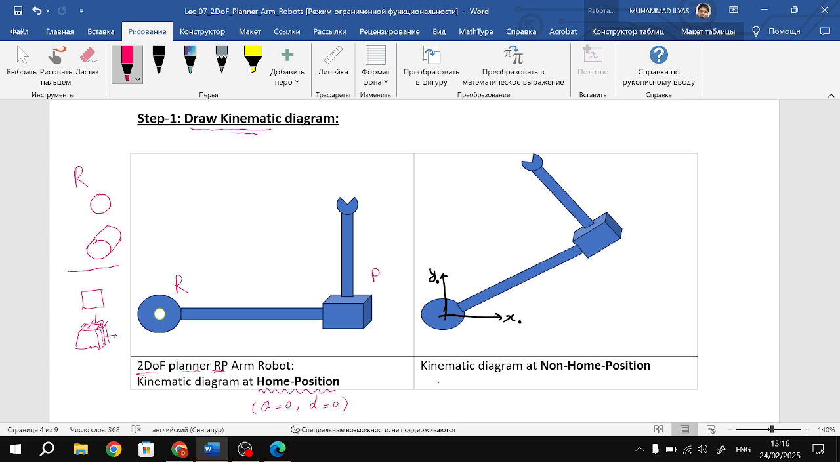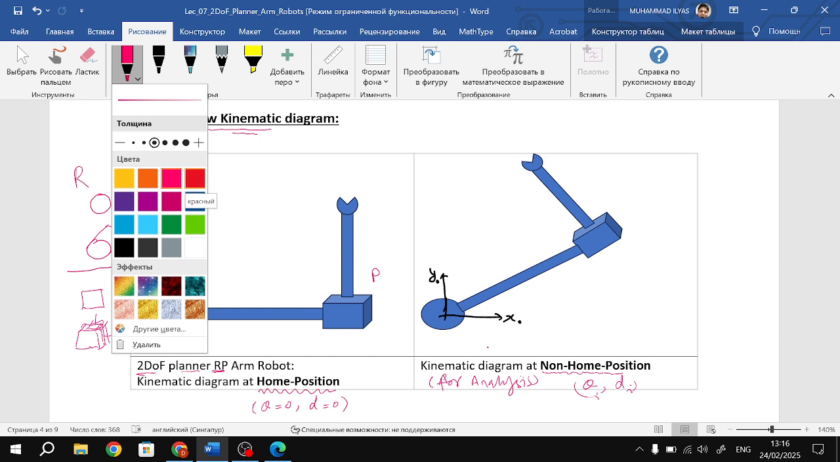And then for analysis purposes, analysis means what? We want to derive the forward kinematics, inverse kinematics, differential kinematics, like this. Then we change the angles, right? So we move our robot to a non-home position, meaning there is some angle, there is some D, and so on, because we want to do some analysis on this problem. And the other thing is that we said we have to draw the frames on every joint and also at the end effector. So this is what the kinematic diagram means, right?